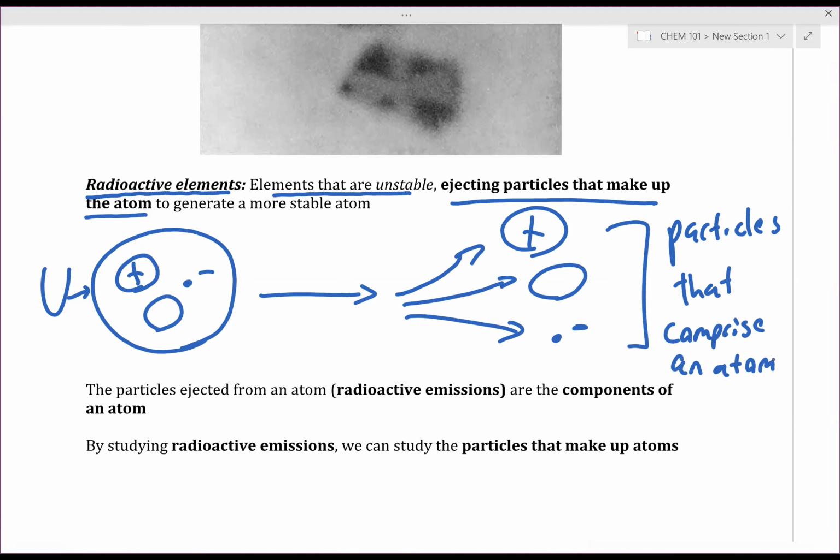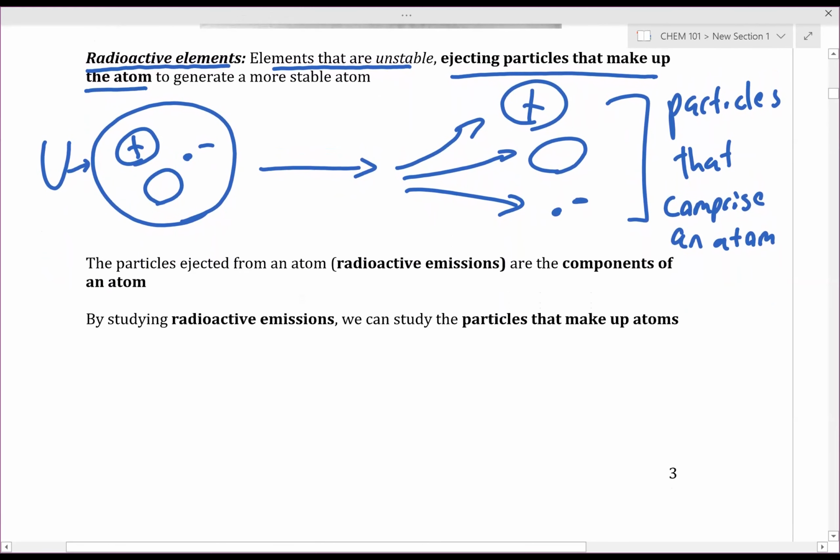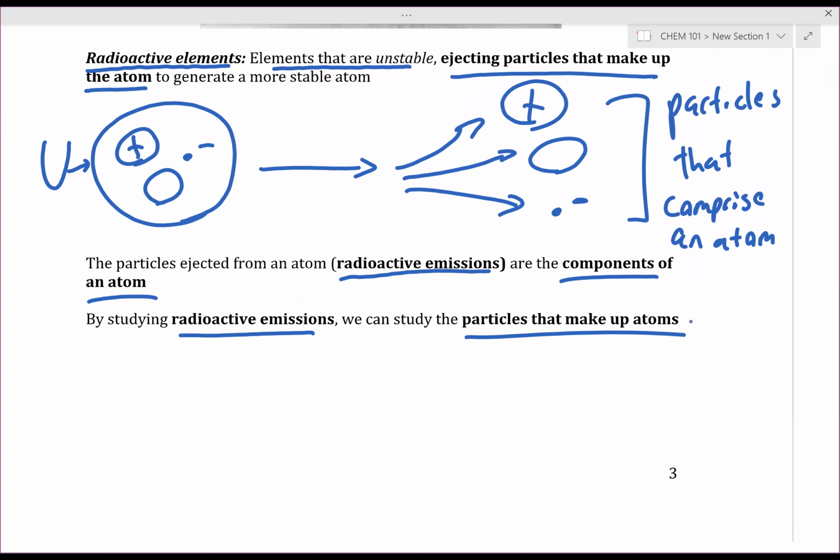So radioactive elements are throwing off everything that makes up an atom. And by studying these emissions, we can figure out every single component particle that makes up an atom: their properties, their masses, their charges. So it's a veritable gold mine. The only unfortunate thing is you have to be brave enough to work with radioactive materials on a large scale. Again, just to reiterate, the particles ejected from an atom, these radioactive emissions, are the components of an atom. And by studying radioactive emissions, we can study the particles that make up atoms, our fundamental building blocks of matter. Okay, everyone clear on our goal?